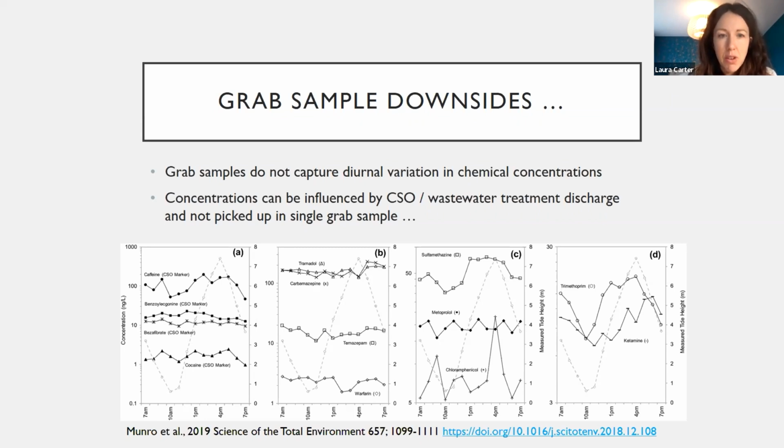So if you look at chloramphenicol, the concentrations range between 5 and 25 nanograms per litre over the course of the day. So in terms of data interpretation, it's really important to think about how representative your sample is. If you take this example, if you were to sample in the morning, this would underestimate your average concentrations.